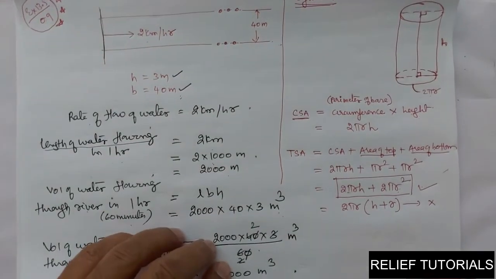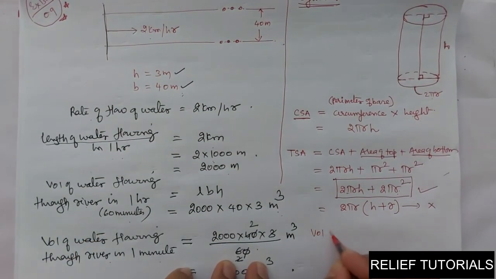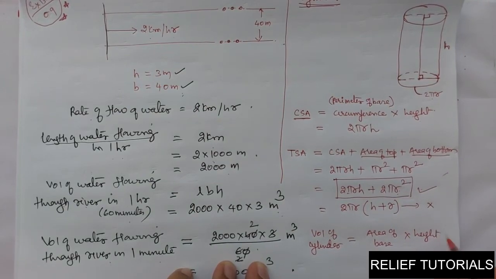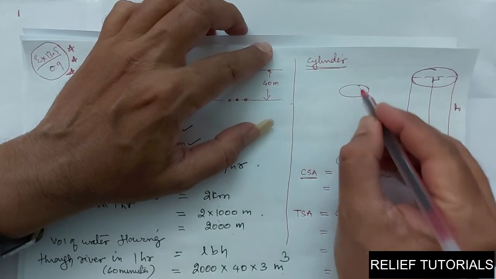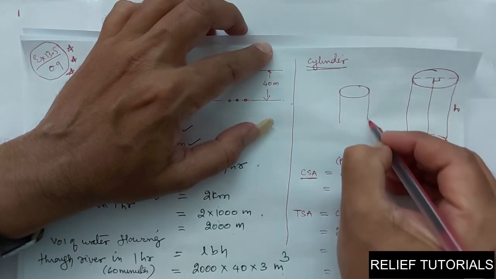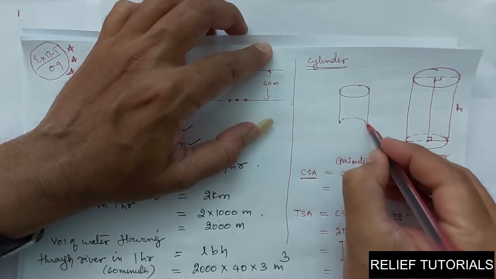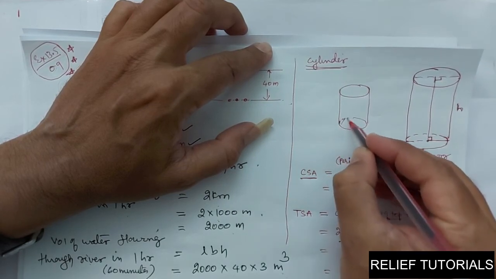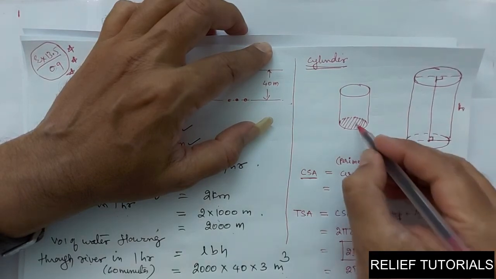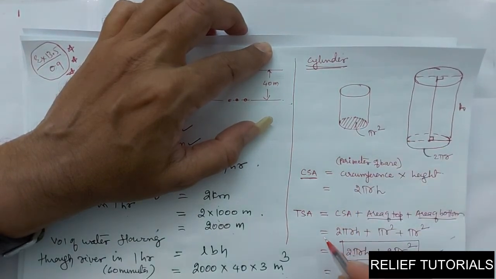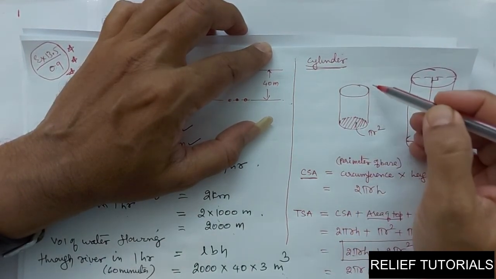And last, volume. You know volume of a cylinder. I told you the same formula: volume of cylinder means area of base into height. Same thing I have told. See, suppose this is a cylinder. If you want to fill it with water, first water will occupy this space. This will be filled with water. So this area is pi r square. And as height increases, volume also increases.